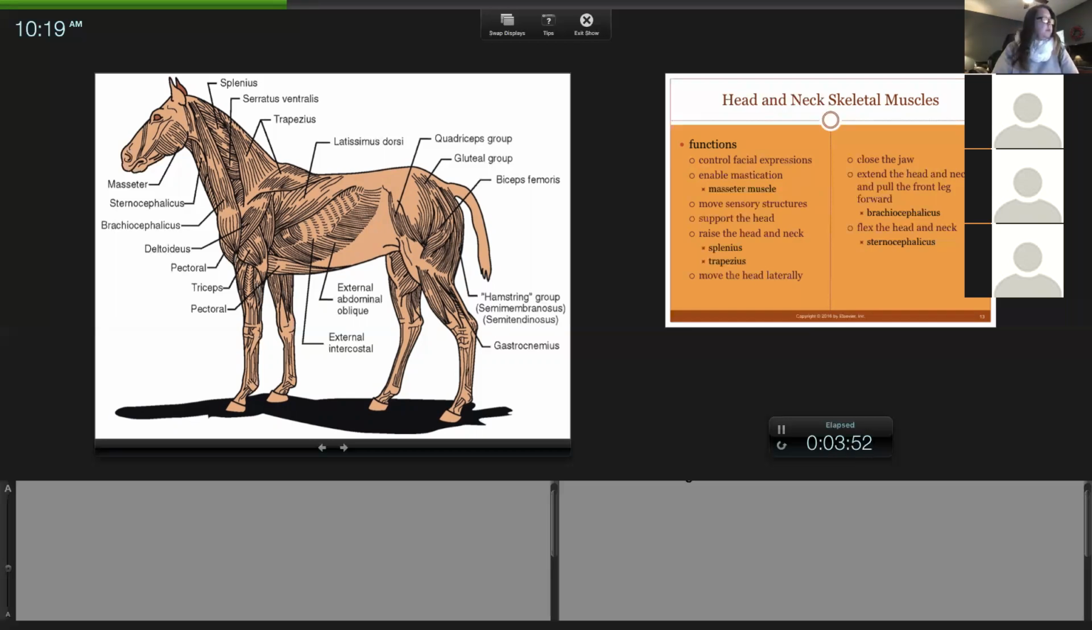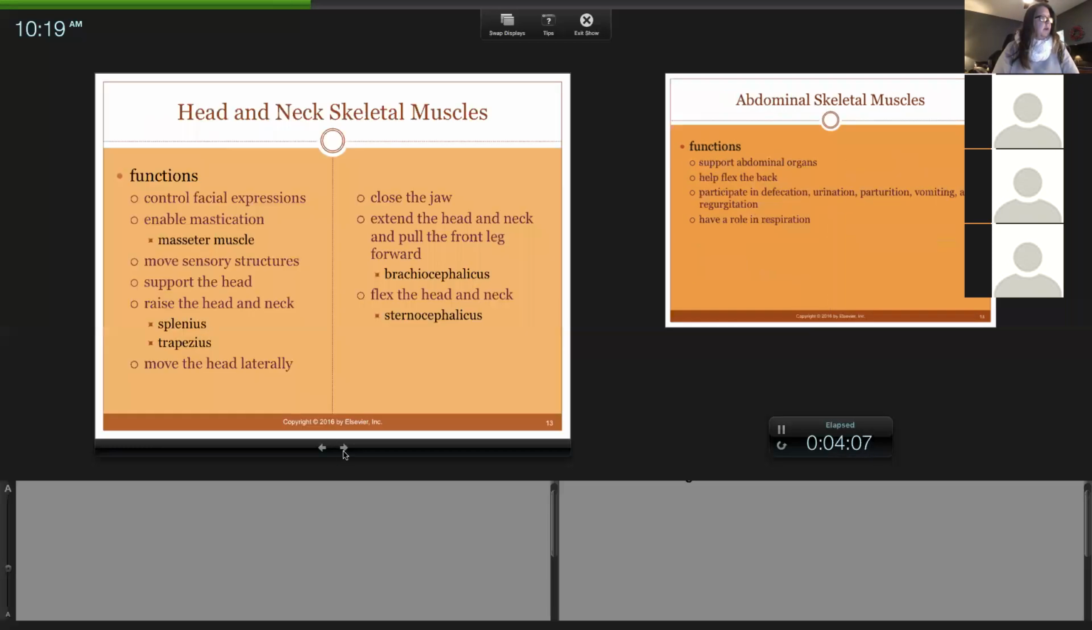So the trapezius here raises the head and neck. What happens is we have origin here, we have insertion here, and when it pulls, it's going to take that head and raise it. You can imagine how that action would work.